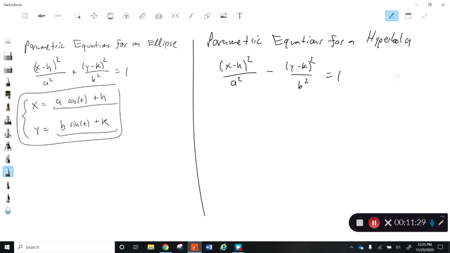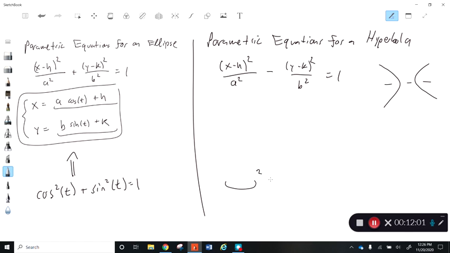Now, this is a hyperbola that opens this direction. It has a horizontal transverse axis because the x term is first. We could swap these around if we wanted it to go the other way. So how are we going to do this? Well, let's go back to this one for a second. This is all based on the idea that cosine squared of t plus sine squared of t equals 1. So what we want is something squared minus something squared equals 1.